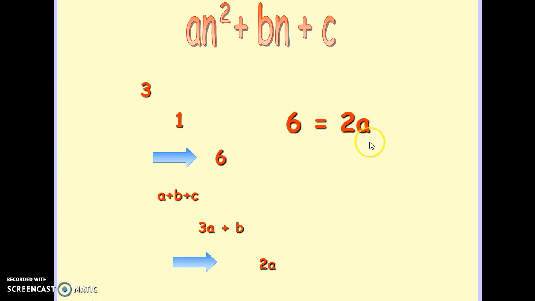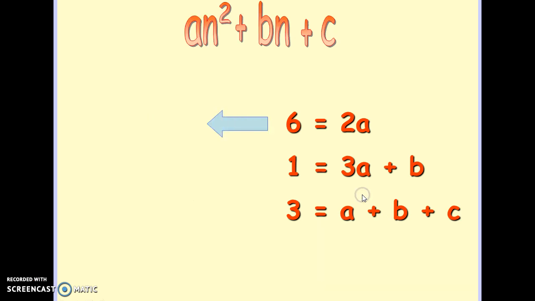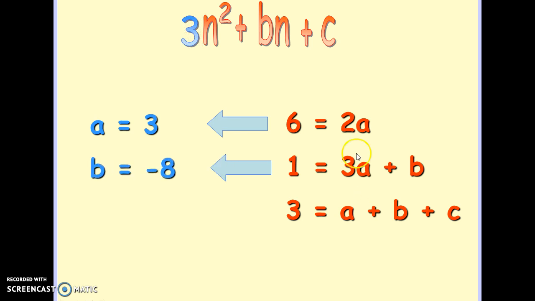So, 6 is equal to 2a. Now, we get 1 is equal to 3a plus b, and 3 is equal to a plus b plus c. So now we're going to find out the value of a. If 6 is equal to 2a, therefore a is equal to 3. Substitute the value of a in the second equation, that is 3a plus b. Now once you do that, you are going to get b is equal to minus 8. So I can just go ahead and put b here. After that, I have the value of a and b. I just substitute it here. I get my answer as c is equal to 8.